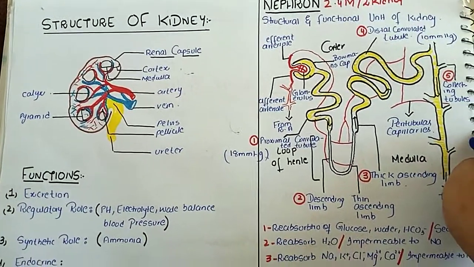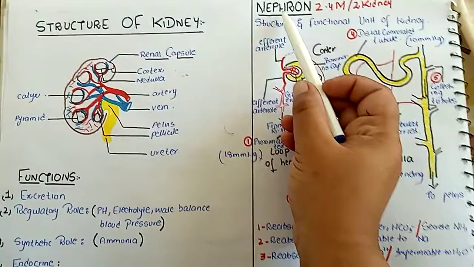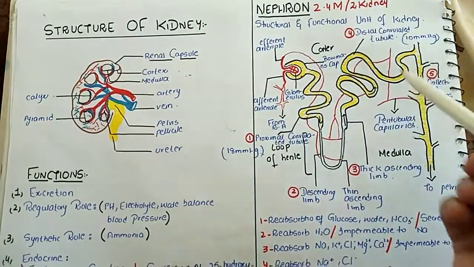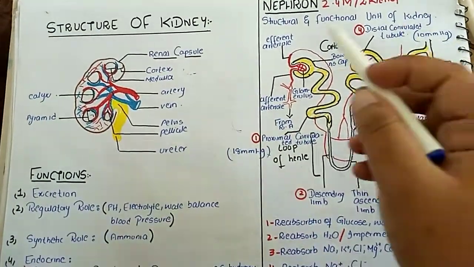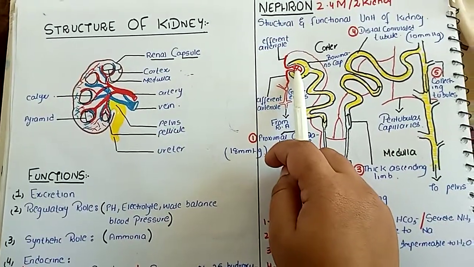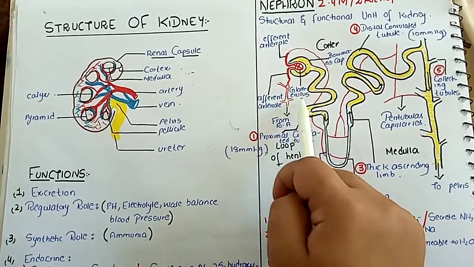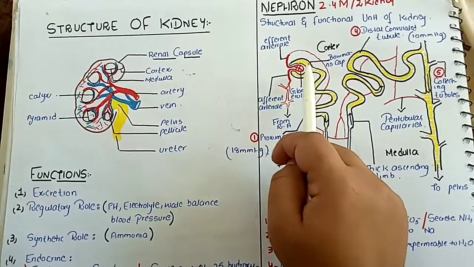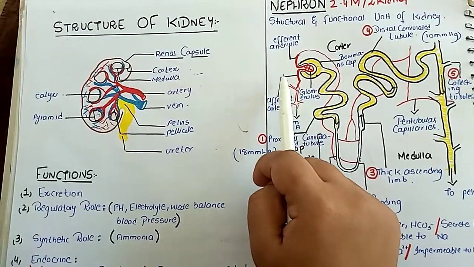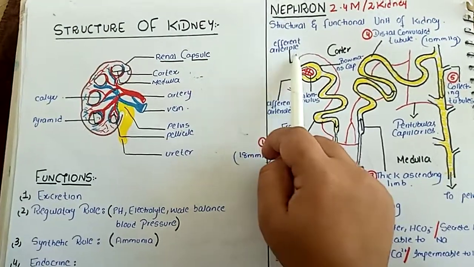Now I will explain the structure and functional unit of the kidney, which is the nephron, and there are 2.4 million nephrons in two kidneys. This is the structure of the nephron and the important parts of the nephron. The first one is the glomerulus. Glomerulus is basically a branching system of capillaries within the Bowman's capsule, and blood enters the glomerulus through the afferent arterioles and leaves the glomerulus through the efferent arterioles.